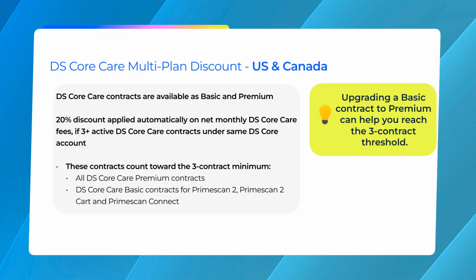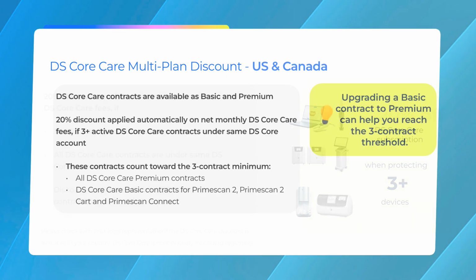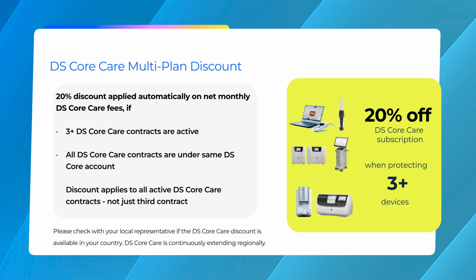If a DS Core Care basic contract is upgraded to premium, it becomes eligible immediately, just like any other premium contract. So upgrading basic to premium can help you reach the 3-contract threshold. If you have 3 or more active DS Core Care contracts under the same DS Core account, you automatically receive a 20% discount on your net monthly DS Core Care fees. This applies to all products with active DS Core Care contracts except prepaid contracts.